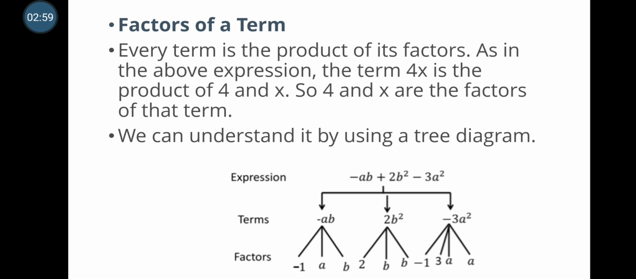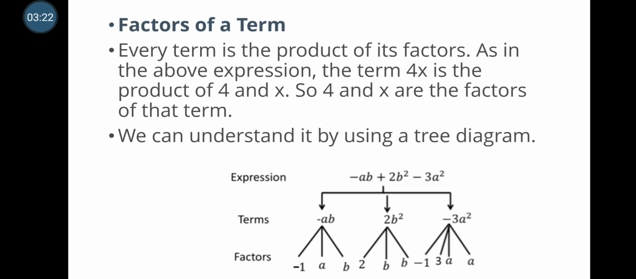Similarly, you can see this tree diagram where you have the expression minus ab plus 2b square minus 3a square. Three terms are there. What are the terms? Minus ab, 2b square and minus 3a square. These three are the terms, and they can be split into factors.